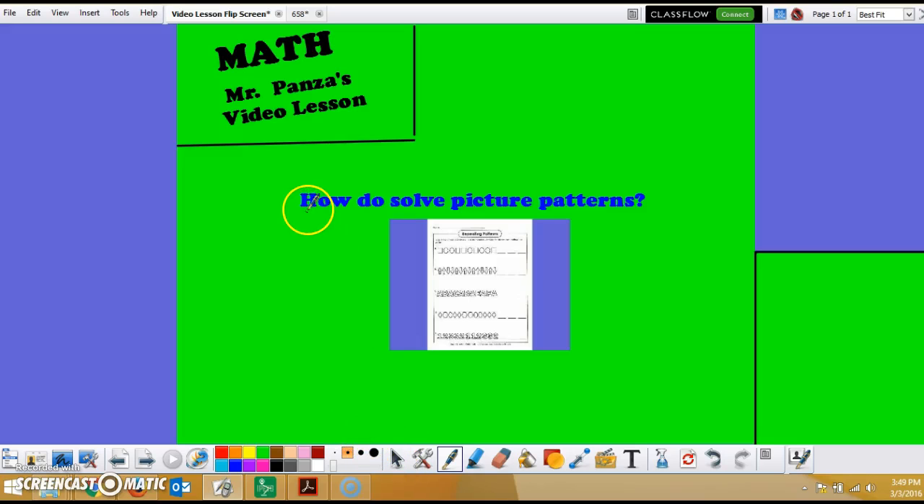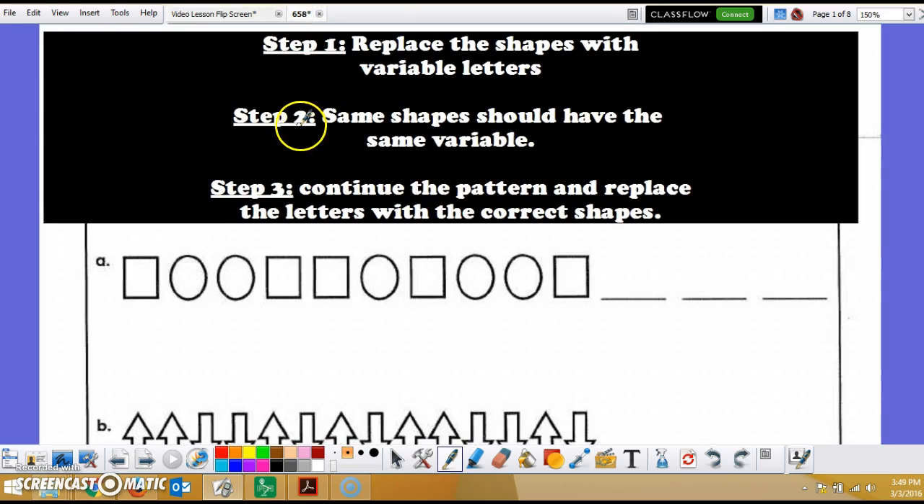Panza video lesson. Focus question: how do we solve picture patterns? When we introduced picture patterns, I really encouraged students to make sure that they were saying the repeated patterns over and over until they saw where the pattern started and then where the pattern finished. You can also do this visually by writing out different variables for shapes if you're talking about picture patterns.